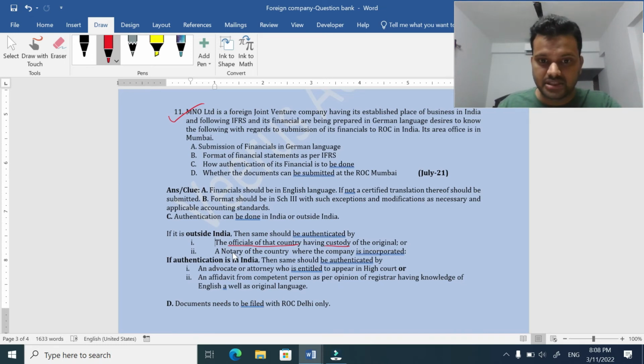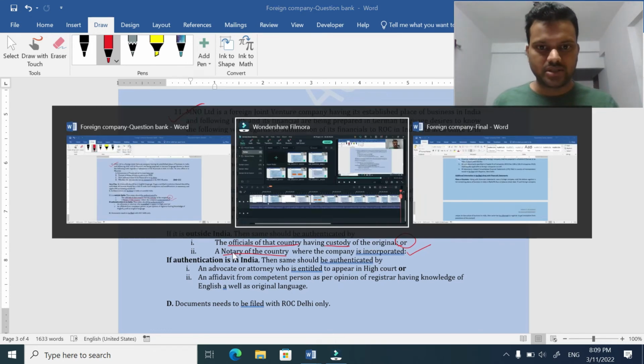Okay, officials of that country having custody of the original, and or if it is not available, then who needs to authenticate? A notary of that country where the company is incorporated. The particular notary of that country needs to authenticate these documents. That's about this rule 10. Now we will move on to another provision.